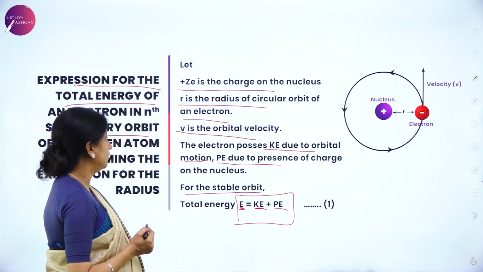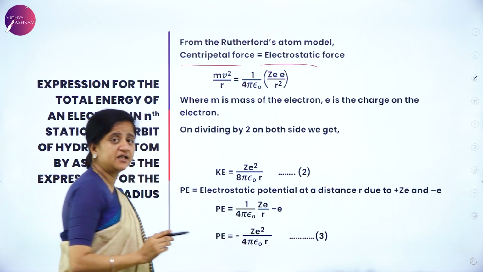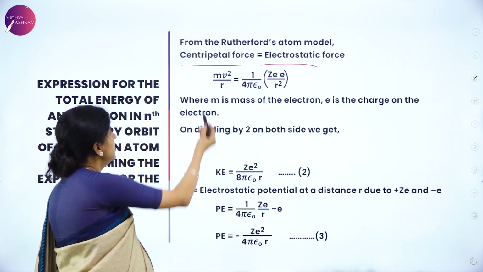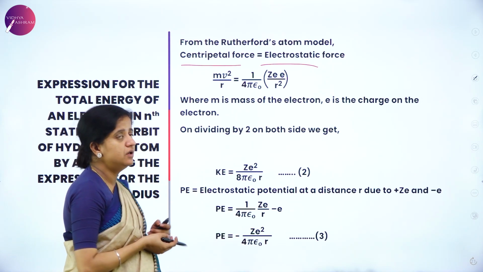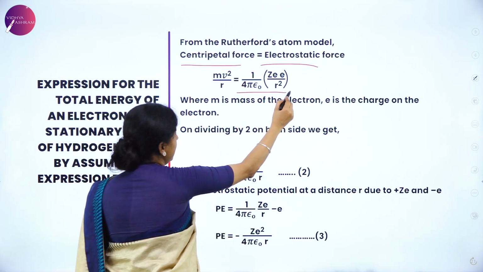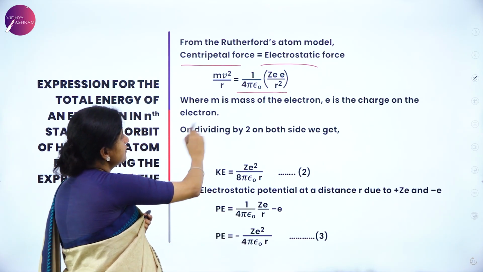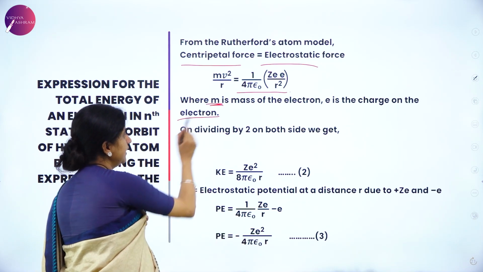We shall derive it now. As we all discussed earlier, centripetal force is equal to electrostatic force, a concept known to all of us. And what is centripetal force given by? It is mv square by r, which is equal to the electrostatic force, which is nothing but 1 by 4 pi epsilon naught Ze square by r square. In this equation, m is the mass of the electron and e is the charge on the electron.